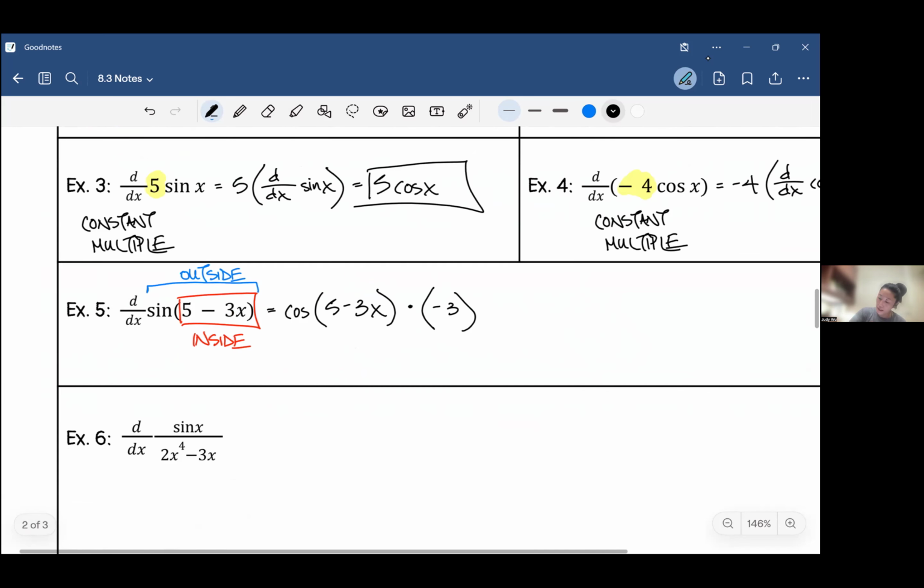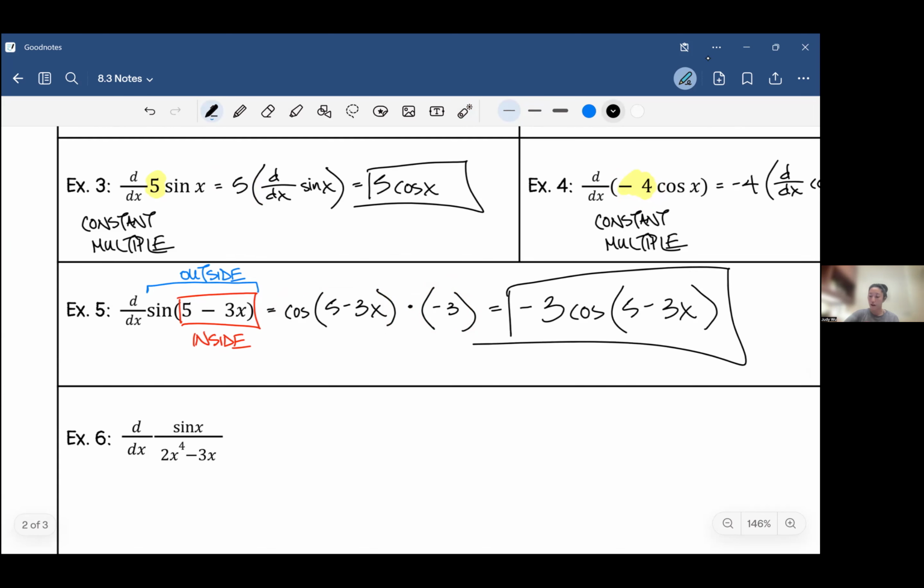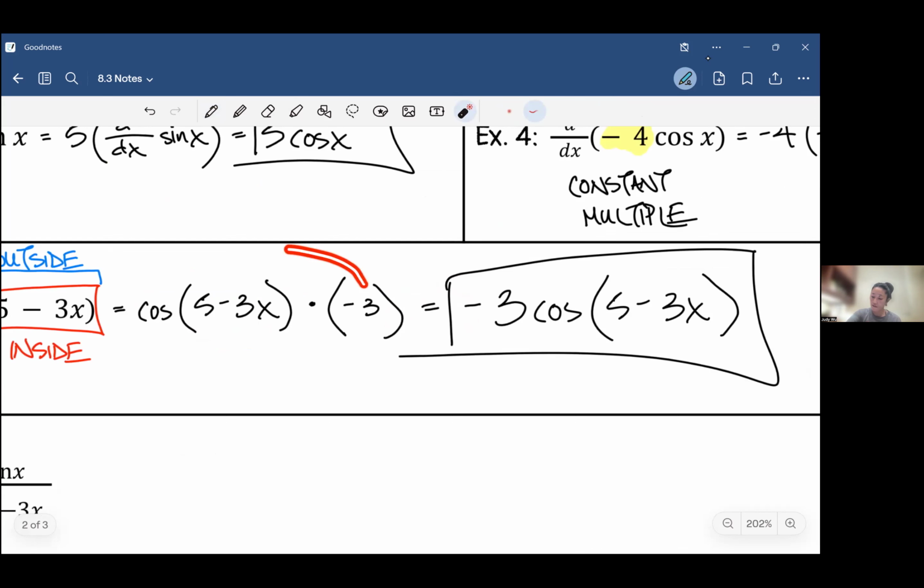Now, here's where I do want us to make sure, this is the most that I ever really want us to simplify. This is a negative 3 times all of this. So the negative 3 actually goes in the front, kind of like this negative 4 did, kind of like this 5 did. So we're going to have negative 3 cosine of 5 minus 3x. But what I don't want us to do is put this negative 3 into the 5 minus 3x, because you're taking the cosine of the 5 minus 3x and then multiplying it by negative 3. So the order there is really important.